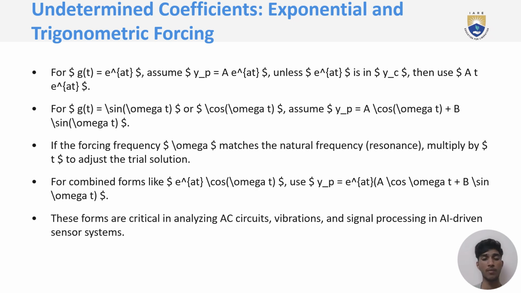Exponential and trigonometric forcing. If the forcing function is exponential such as e^(at), we assume a trial solution of the same form. If the forcing function involves sine or cosine, we assume a combination of sine and cosine terms. However, if the assumed trial solution is already part of the complementary solution, we multiply it by t. This situation is called resonance. These types of forcing functions appear in systems involving vibration, electrical circuits, and oscillating signals.